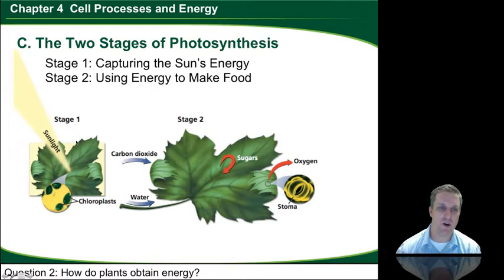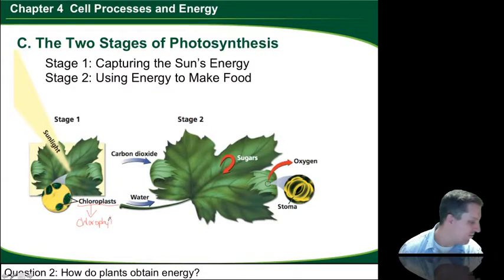So in stage 1, we talked about before that inside of the cells we have these things called chloroplasts. And remember, chloroplasts are cytoplasmic organelles found in plants that are full of a little pigment called chlorophyll. And I don't know if it's got 2 L's.